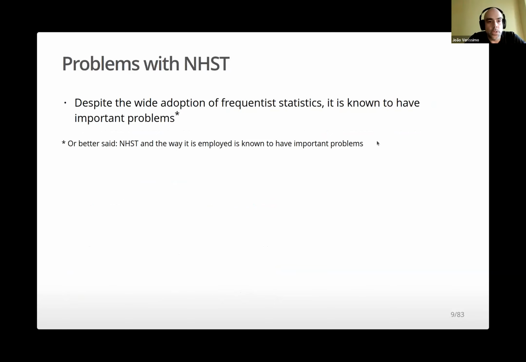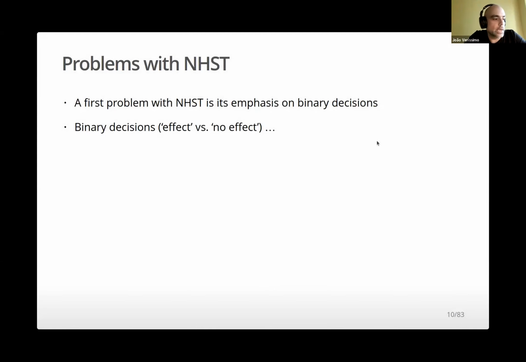What are these problems with null hypothesis significance testing? Well, even though this is very widely adopted, and you just need to open any kind of paper in bilingualism to see p-values and frequentist statistics, we know that it has substantial problems. One of them is that it emphasizes binary decisions, such as there is an effect versus there is no effect. And that may very well be what one wants for certain purposes, but is oftentimes not what one wants, or not the most important thing when doing scientific research. In a way, these kinds of decisions, is there an effect, there is no effect, impoverish our statistical inferences, which should be richer, I believe, and our models already provide a lot more information than simply these dichotomous decisions.